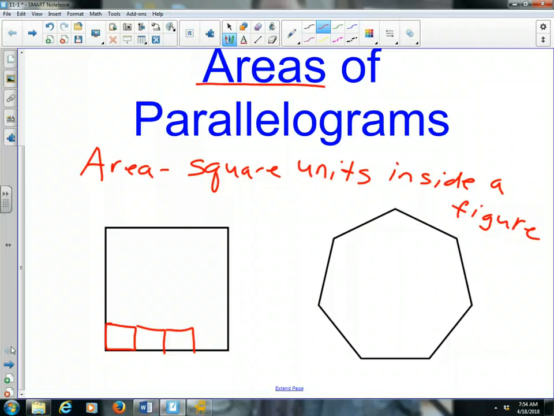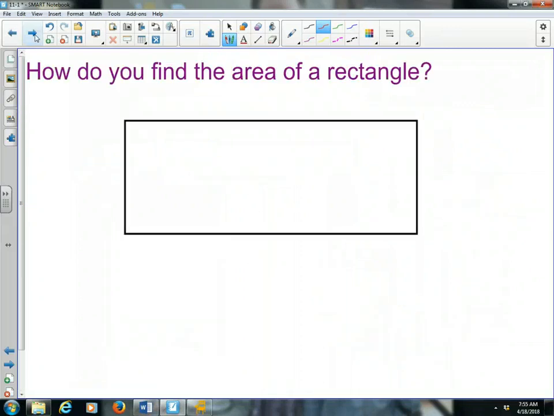Here's a 7-sided figure called a heptagon. We might say how many square units fit inside this, right? So there's all different sorts of formulas, all different ways to derive the area of certain figures. Today, we're under area of parallelograms. So how do you find the area of a rectangle, which is one type of parallelogram?